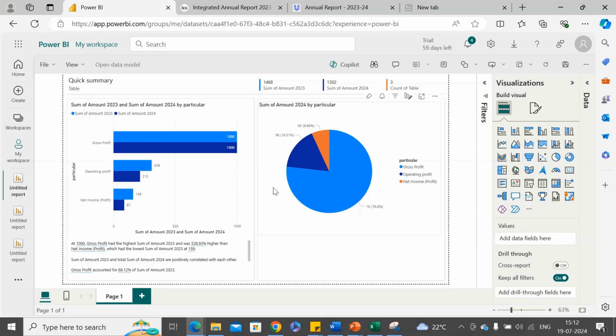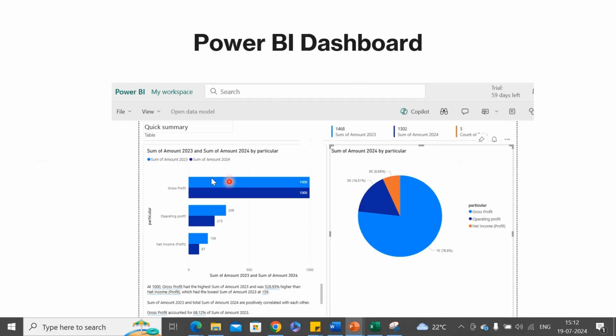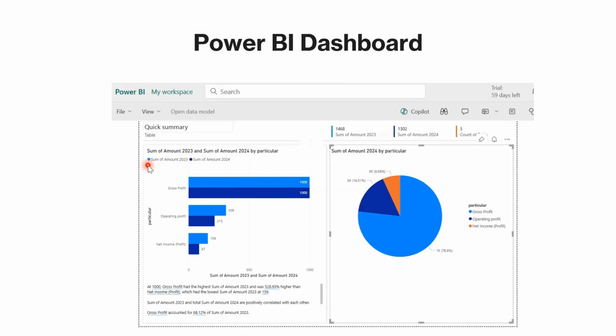So it is very important for us to understand what the important ratios are, how we calculate them, and how we measure them, whether in number of days, times, percentage, or whatever, and then publish that dashboard report. And this is how my financial reporting training has been done for the analysis of financial statements.